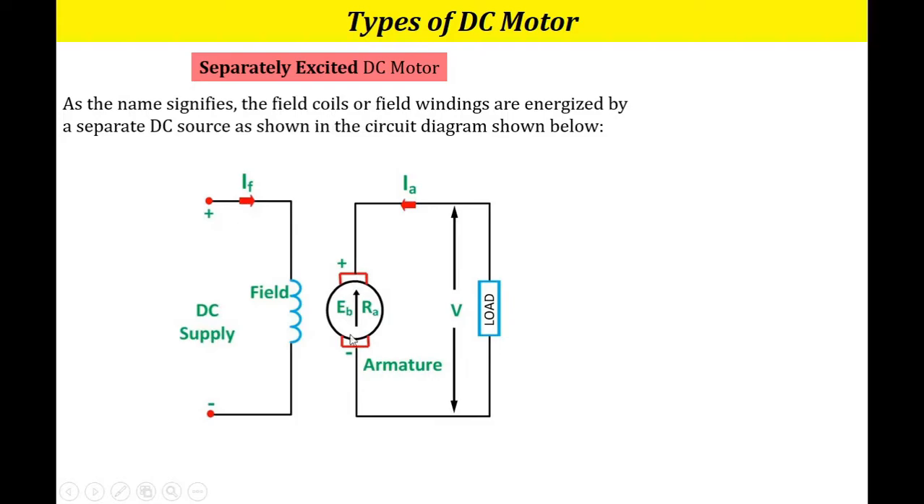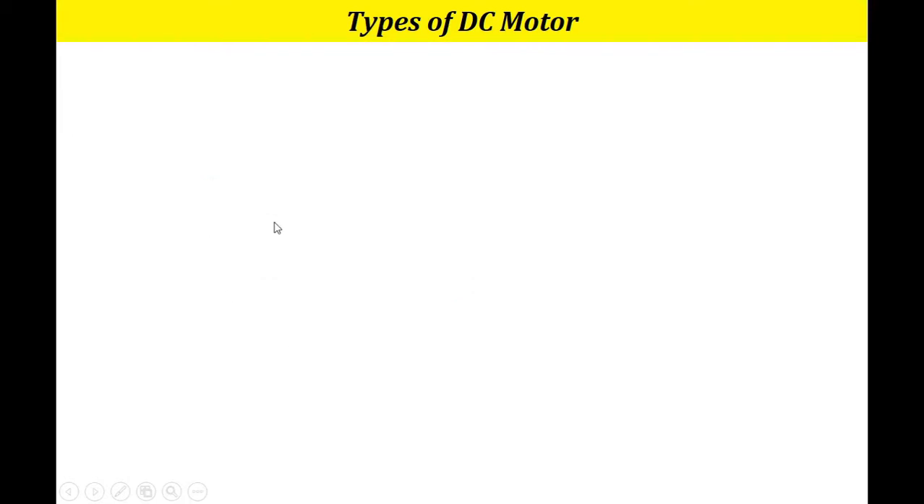After that, this will be the armature. Now in the armature, it will produce a back EMF which is EB. RA is the armature resistance. IA is the armature current, and this is the voltage V generated. So from this diagram, you will be able to understand that to the field winding, this DC supply is given separately. Therefore, this motor is called a separately excited DC motor.